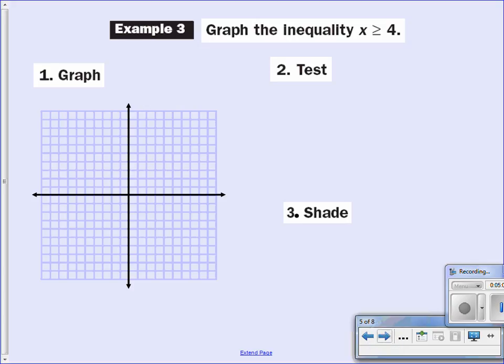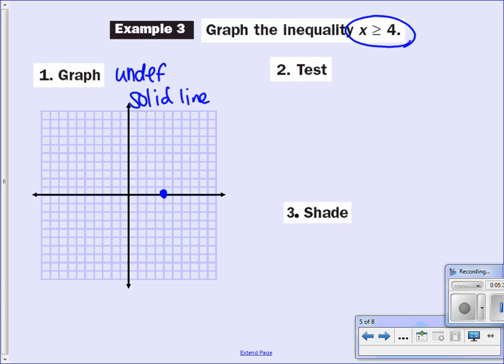Let's show this again. So my inequality is x is greater than or equal to 4. Well, notice I'm missing my y, and you need to remember that this has undefined slope, where x is greater than or equal to positive 4. That'd be right here. And that symbol is a solid line.